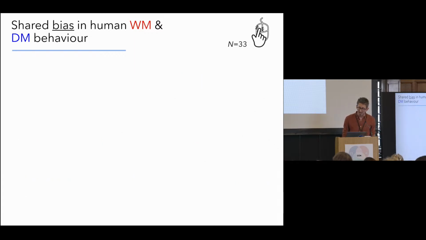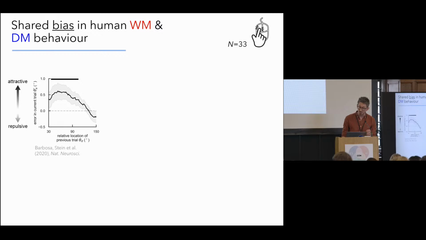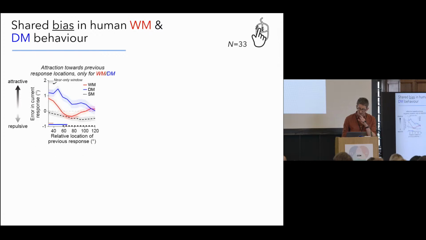Another possibility is that working memory and decision-making behavior will be susceptible to the same forms of bias, if that bias indeed originates within the shared circuit. One well-known bias in both literatures is a so-called history bias. This often manifests as an attraction of the current memory reports or decisions toward those formed on preceding trials, particularly if they're close to each other in feature space. In our data, we found that this form of history bias was indeed present in both the working memory and integration contexts. Importantly, it was also completely absent in the immediate sensory motor response tasks.